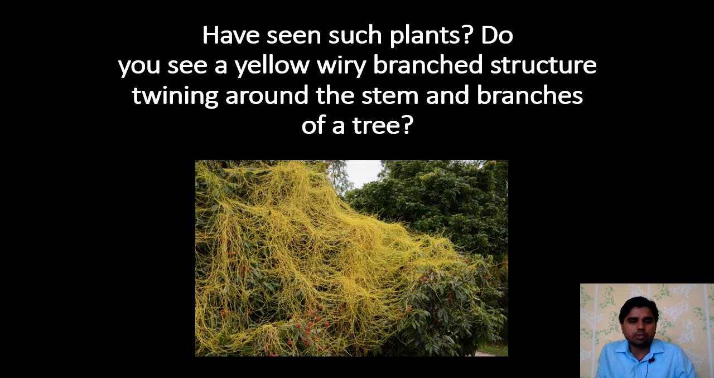Now see, student, have you seen such a plant? Do you see the yellow wiry branch structure twining around the stem and branches of the tree? Have you seen such a plant? Yes. See, there are wiry structures present on the leaf. Okay, so what are these wiry structures? I am giving you some time also. Think upon it.